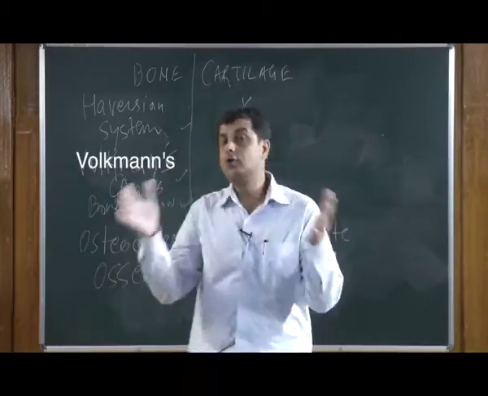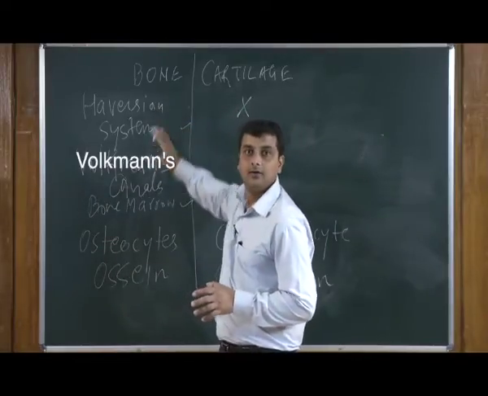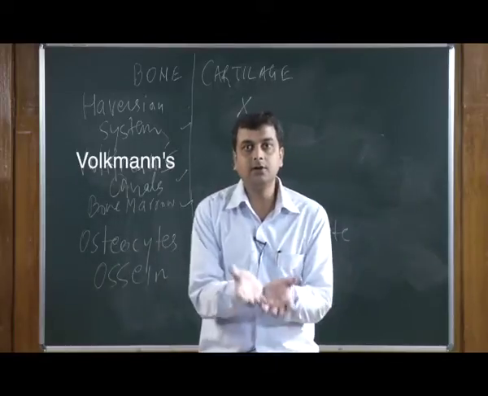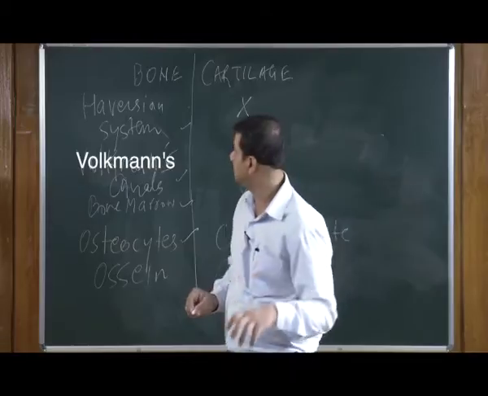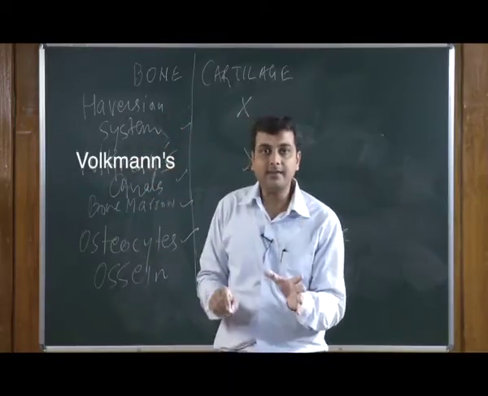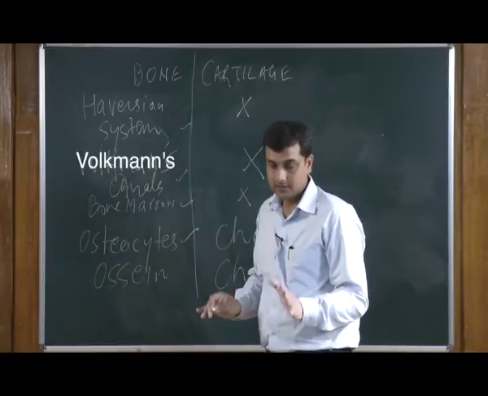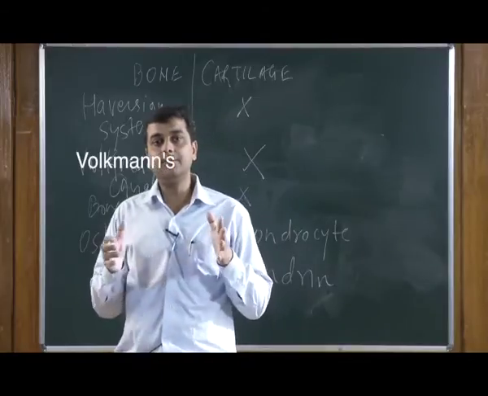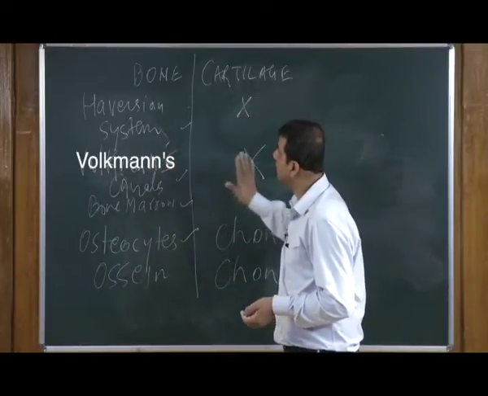Now, in gross, what we are discussing here is that they are very unique structures, a very concentric arrangement of osteocytes in a canal-like structure. The system is called the Haversian system and the canal is called Volkmann's canal, and these structures are absent in cartilage. We have just discussed some of the basic differences between bone and cartilage.